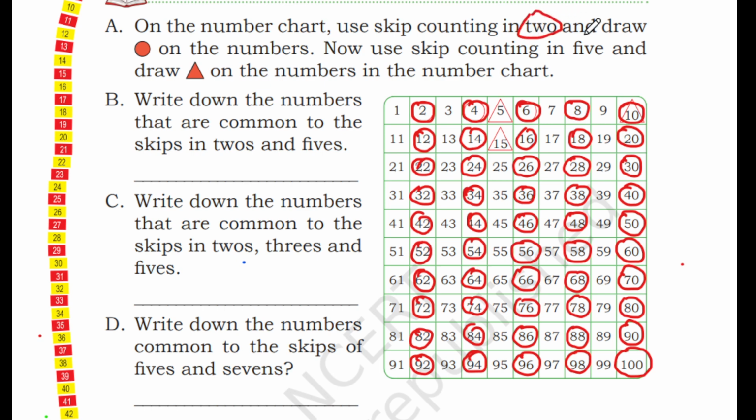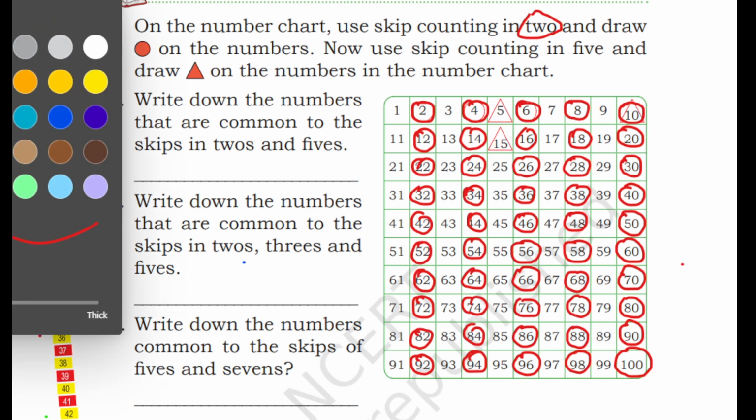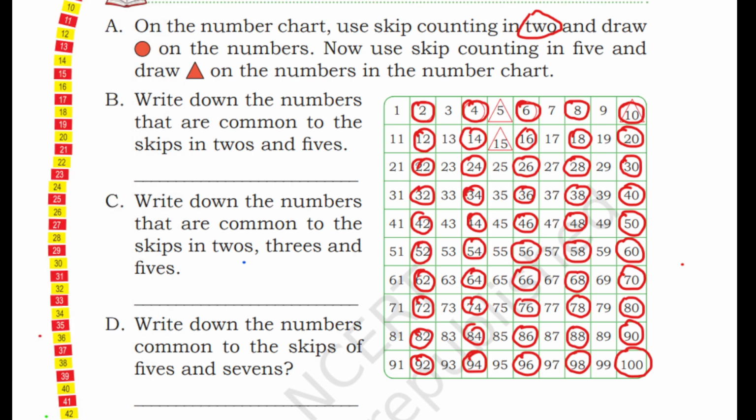Next one: use skip counting in 5 and draw a triangle. So now they are asking to write the skip counting of 5 and draw a triangle. If you skip 1, 2, 3, 4, 5, on 5 we have to draw a triangle. Likewise, you reach 6, 7, 8, 9, 10. On 10 you have to draw another triangle.